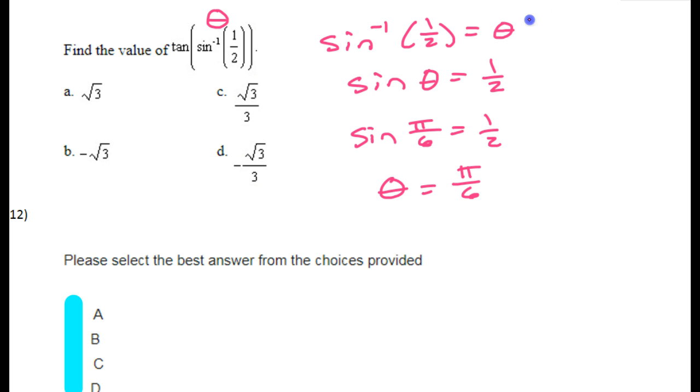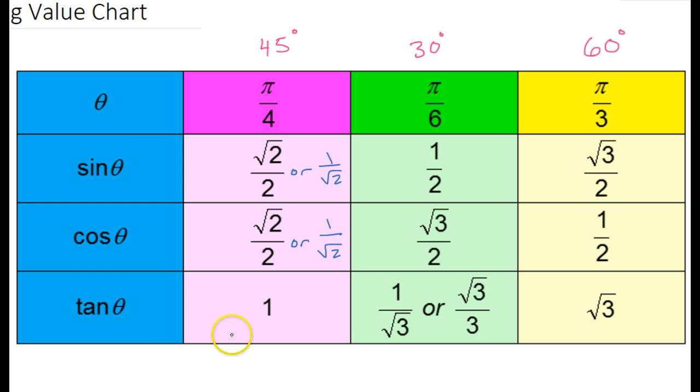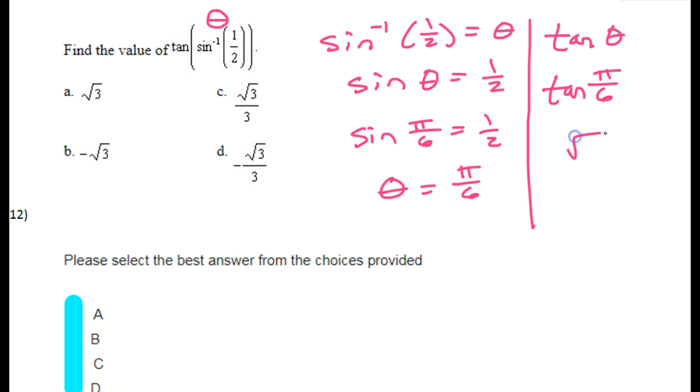Alright, so now that I know what the angle is, now I can do the tangent. So now the question is, what is the tangent of that angle? Okay, what is the tangent of pi over 6? Well, same chart. The tangent of pi over 6 is radical 3 over 3. So that's going to be the answer.